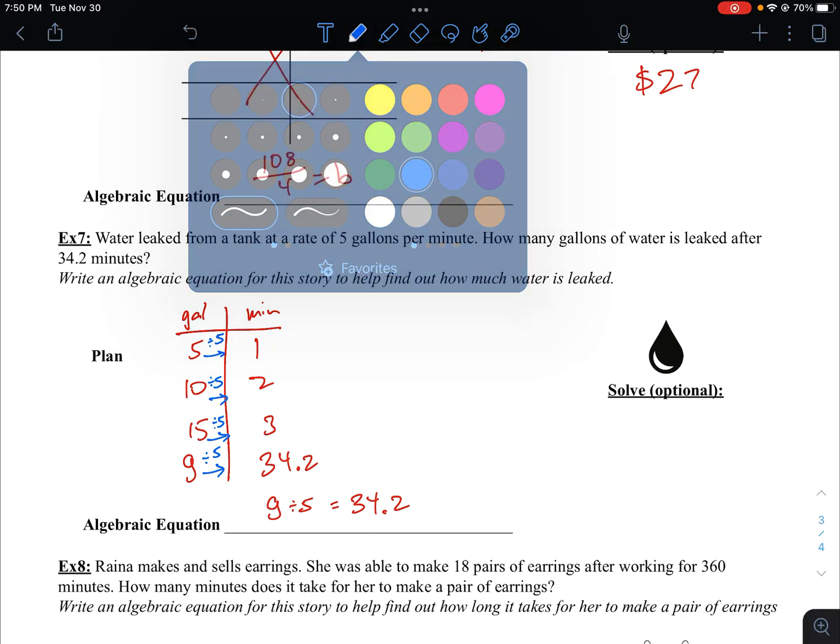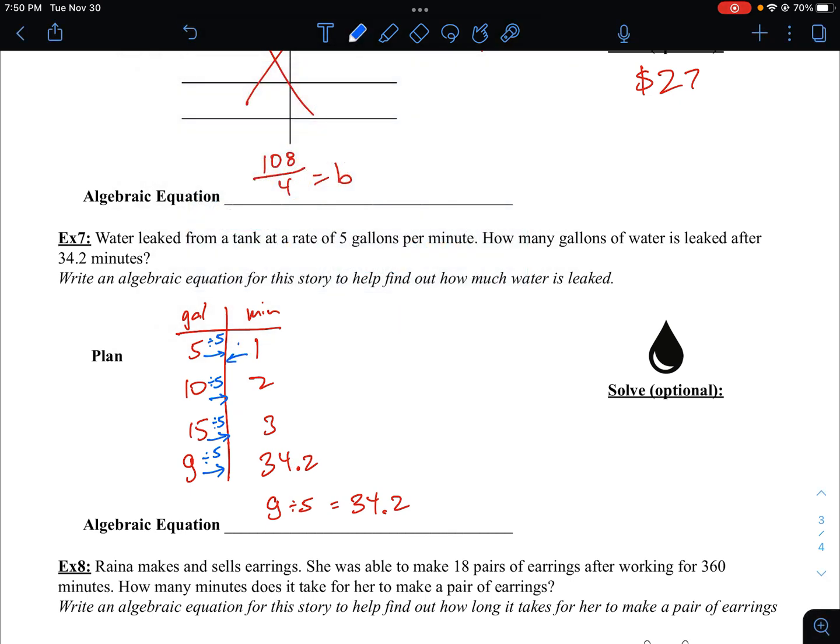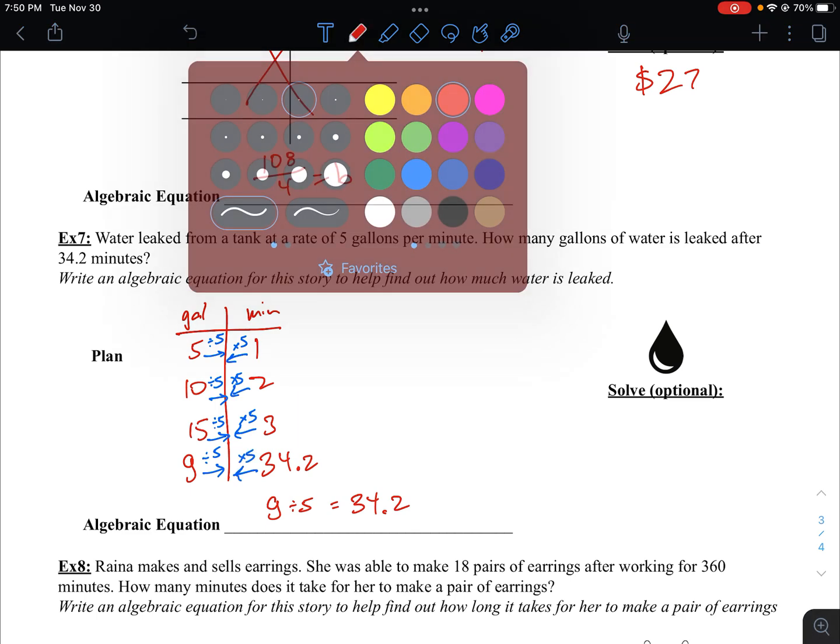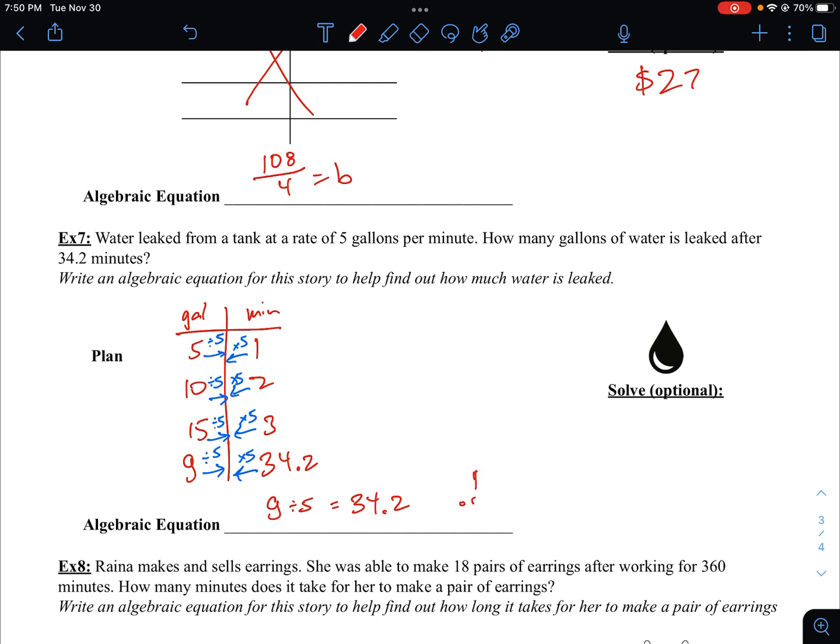G divided by 5 equals 34.2. Or if I wanted to do it the other way, how do I get from 1 to 5? Well, times 5. Do the opposite of dividing by 5. 3 times 5 equals 15. 34.2 times 5 is going to get you G. So I'm going to write the word or. You can write 34.2 times 5 is going to get you G.